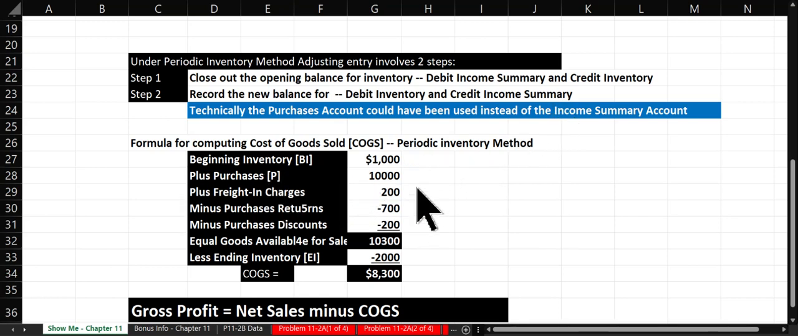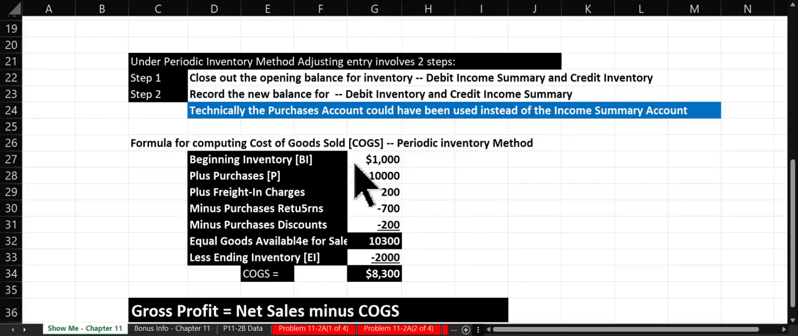Below, I have a quick illustration of the math, if you will, behind the calculation of cost of goods sold. Recall that that's the cost price of the inventory that was actually sold. Under the perpetual, we would not need to do this calculation because every time we sell inventory, the cost price is taken out of the inventory and debited or added to an expense account called cost of goods sold. However, here is the mathematical calculation of cost of goods sold. And if you think about it as we go through the process, it should make sense.